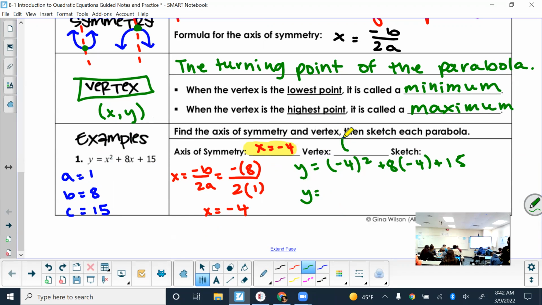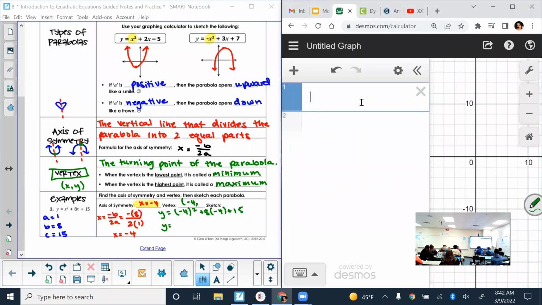All right, I know the x of my vertex is -4, because that's what my x is from the axis of symmetry. Y we solve for. And I can do it by hand, but you guys sometimes make little mistakes, so I suggest just throwing it in your calculator and making your life easier. So (-4) squared in parentheses.